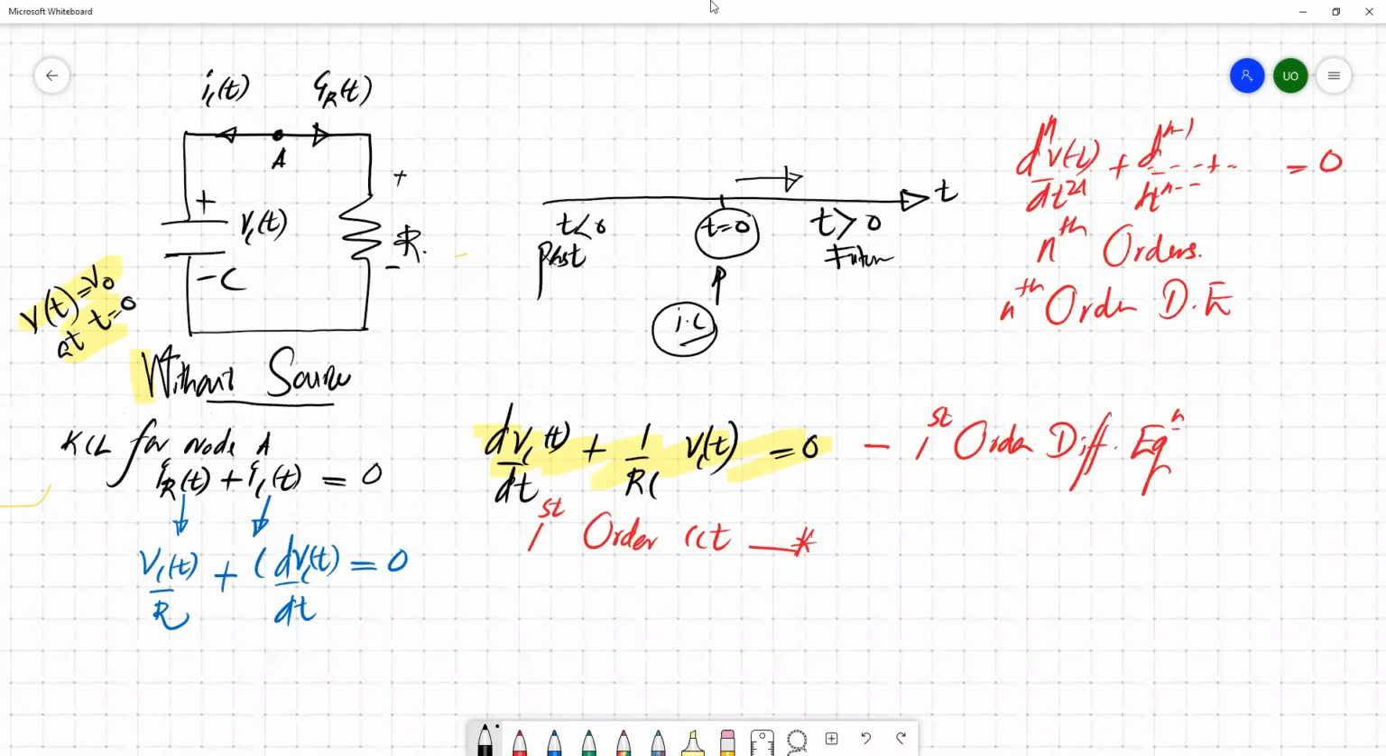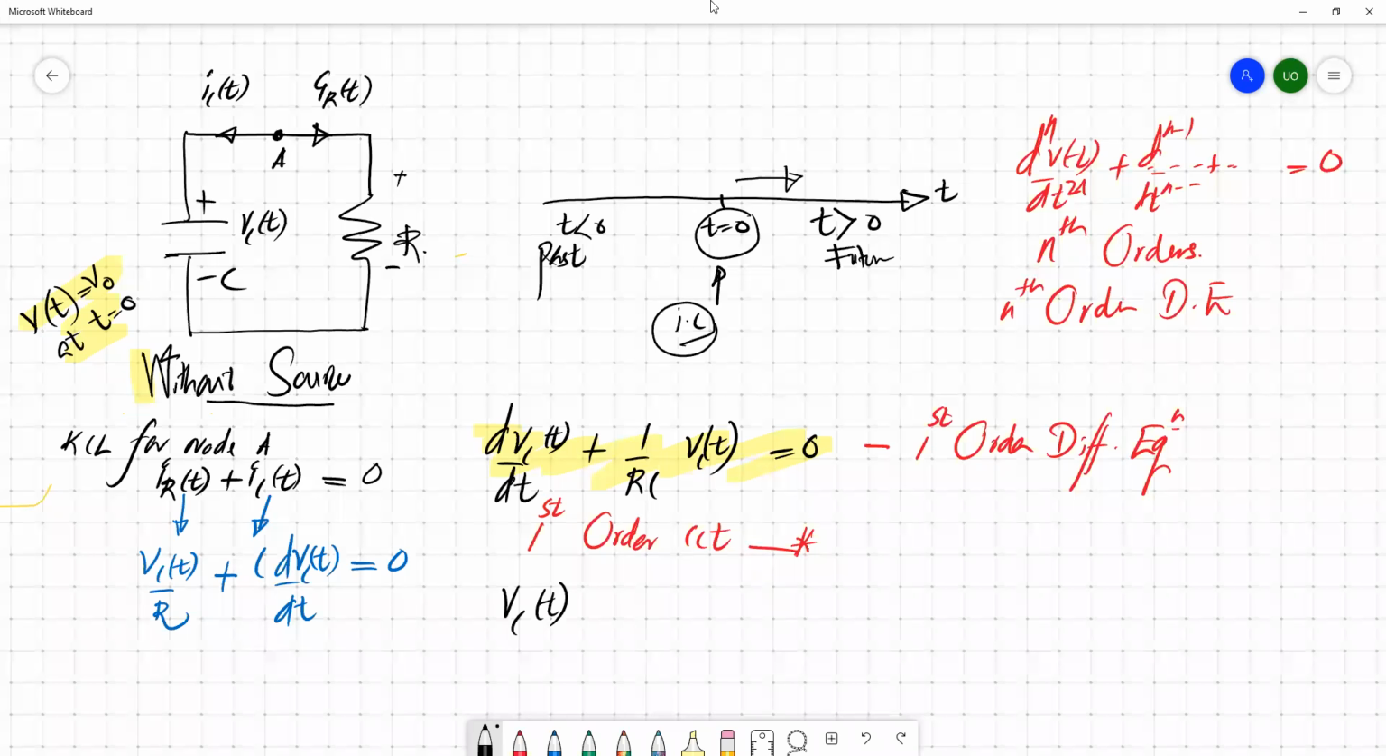So did you cover this? How to solve this first order differential equation? So I believe it's basically... yes. So then I don't need to worry about that. So you know how to solve this one. So I'll just write the answer.